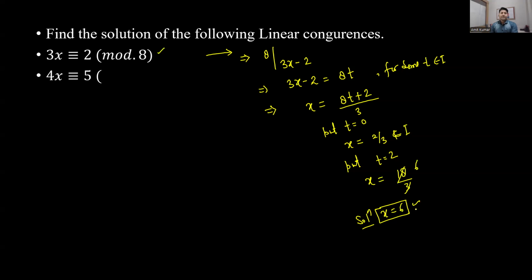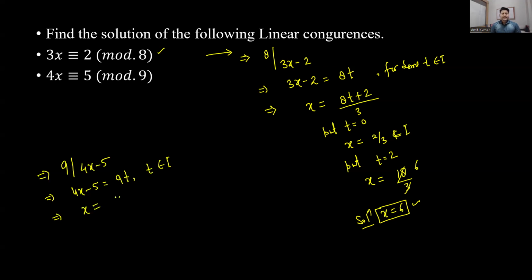Let us take one more example: 4x is congruent to 5 mod 9. For this situation, let us write in the same manner. So what should I write? 9 divides 4x minus 5, which means that 4x minus 5 is equal to 9 times some t, where t belongs to the set of integers. It may be positive or negative. Here t can take any value. The only condition is that x should be an integer. Any integer value of t which makes x an integer.